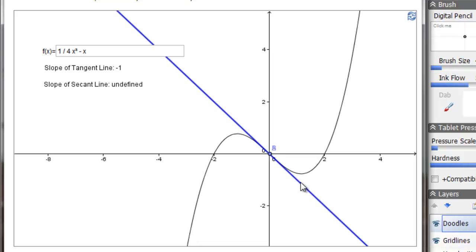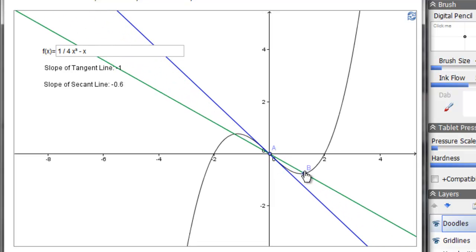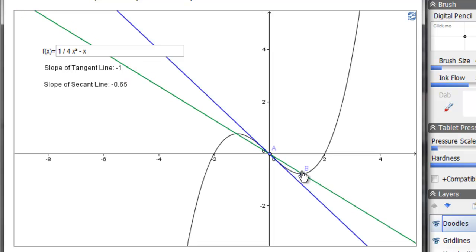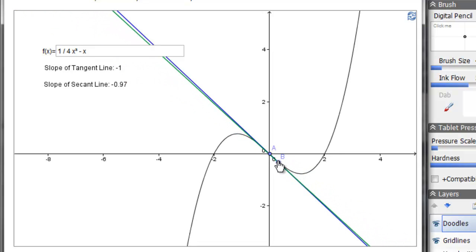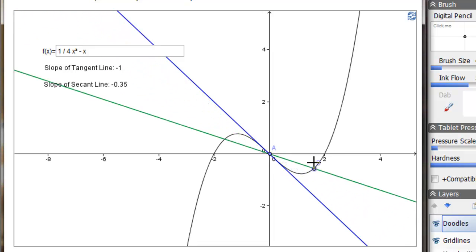So that's what's happening there. That's why it's undefined. But you can see that we can get it really super close, and they're almost identical in both directions, right? We can start over here and we can bring it back and get it really close to -1. Okay, so we can approximate slopes of tangent lines by using slopes of secant lines.